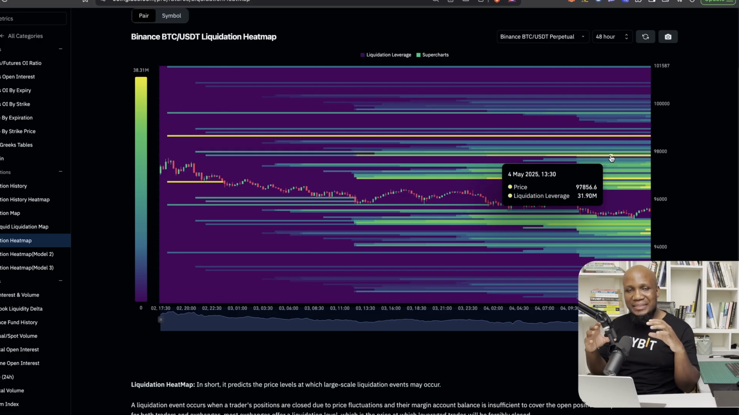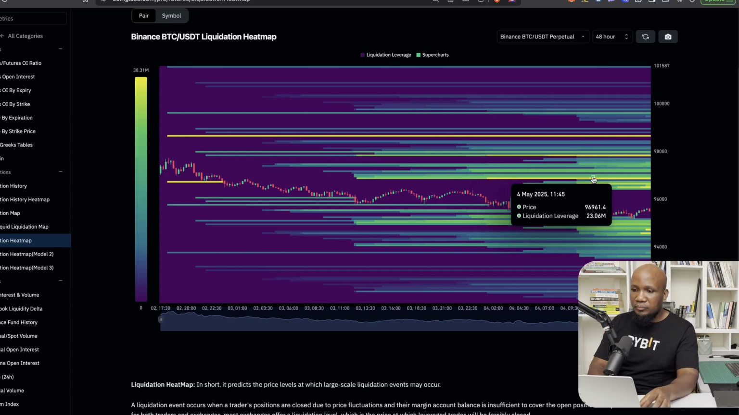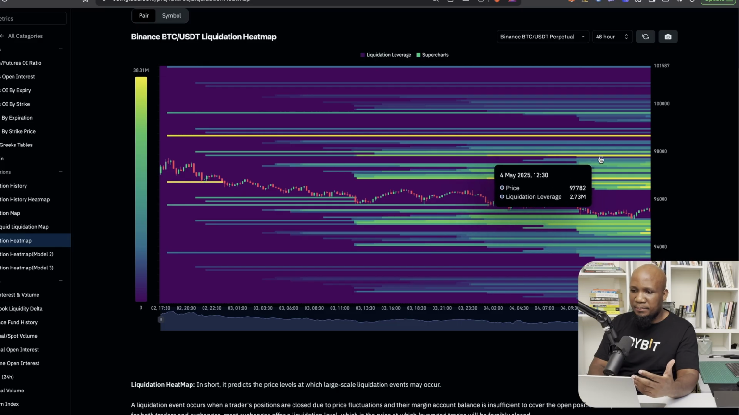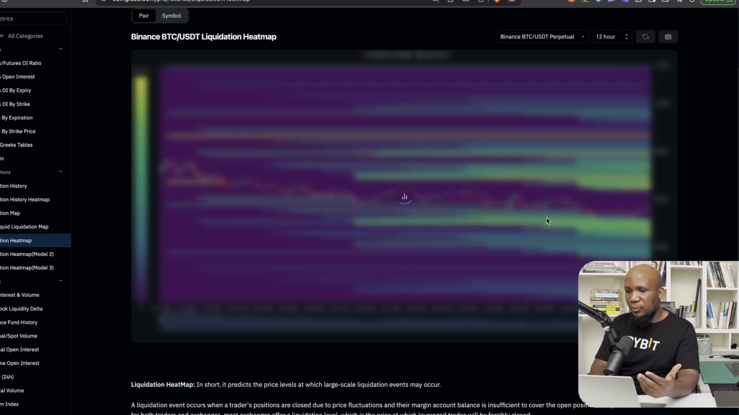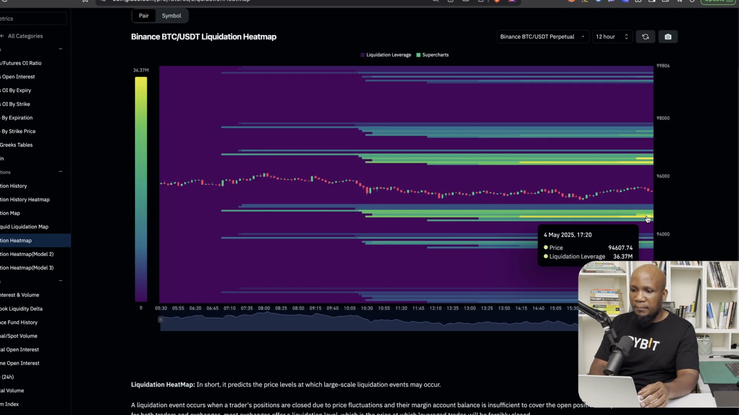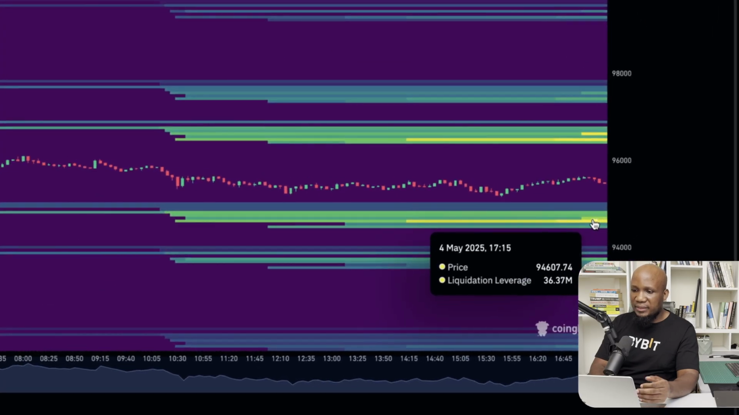There is a lot of liquidity sitting at that price. You're not the only person getting liquidated at that price, or the only one with a stop loss at that specific price. There are a lot of people, and the more of them there are, the stronger the effect. Maybe now is not the best time because there isn't a lot of liquidation. Maybe if we move this to 12 hours, we could see a much better picture. But basically, you can see here we're seeing around 36 million in liquidation, but it's just on this line.